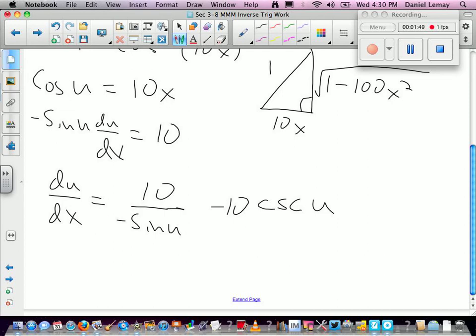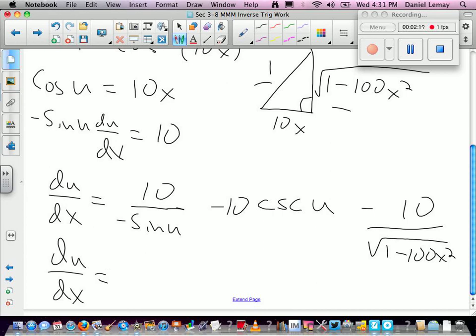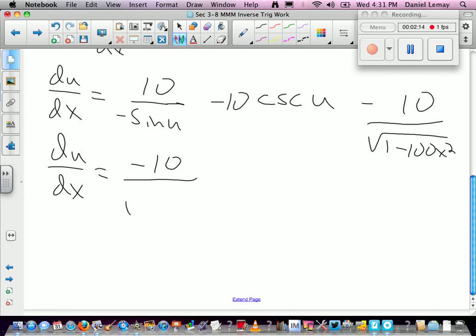And then I'll look up my function. Let's see, the cosecant is the reciprocal of the sine, so I'm going to do 1 over that mess. I'm going to just jump to this. I'm going to write 10 times 1 over that, which is going to be 1 times, let's see, I can just write this as 1 minus 100x squared. Okay, so that's what du dx is. Du dx equals negative 10 over the square root of 1 minus 100x squared.